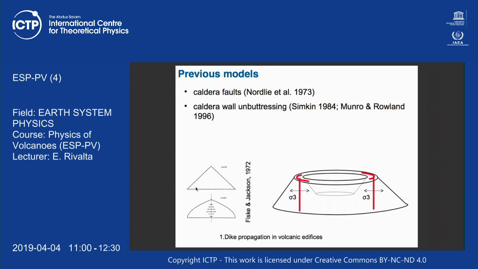So previous models were using caldera faults, like you have the faults. So maybe they go to the rim exactly because you have some fault in there. Or caldera wall unbuttressing. It means that when you remove the medium, it's not supported here to the right, it's not supported here to the left, and it tends to extend, to stretch. And then basically you will have a sigma 3 that is perpendicular to the wall. And this definitely is part of the truth.